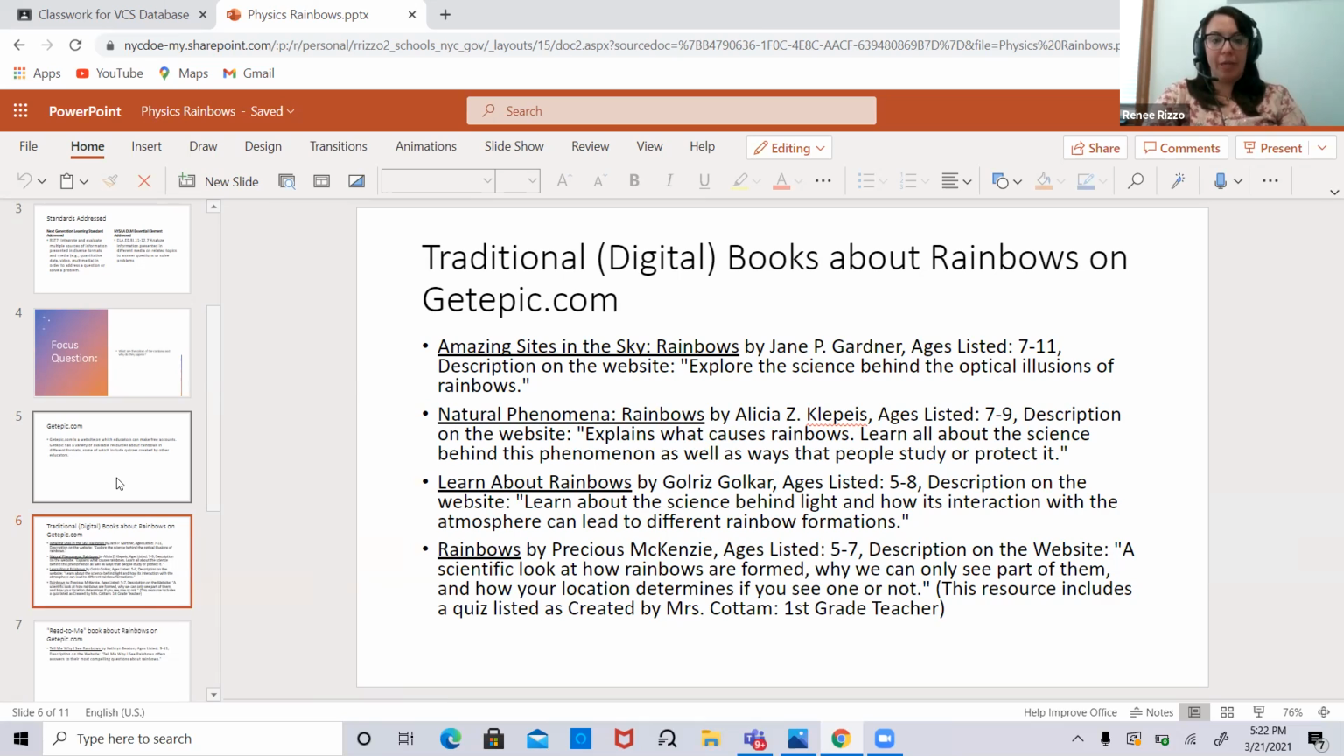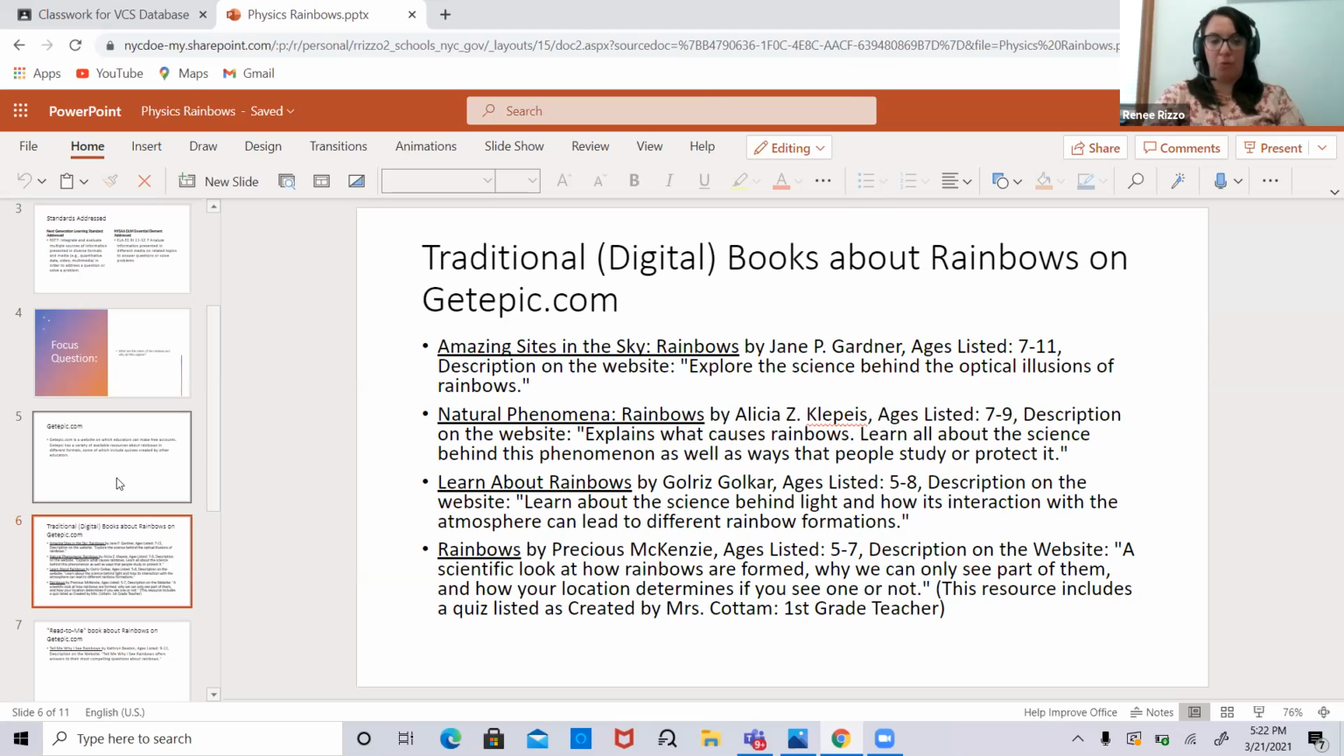Natural Phenomena: Rainbows by Alicia Z. Klepeis, ages listed 7 through 9. Description on the website: explains what causes rainbows, learn about the science behind this phenomenon, as well as ways that people study or protect it. Learn About Rainbows by Golriz Golkar, ages listed 5 through 8. Description on the website: learn about the science behind light and how its interaction with the atmosphere can lead to different rainbow formations.